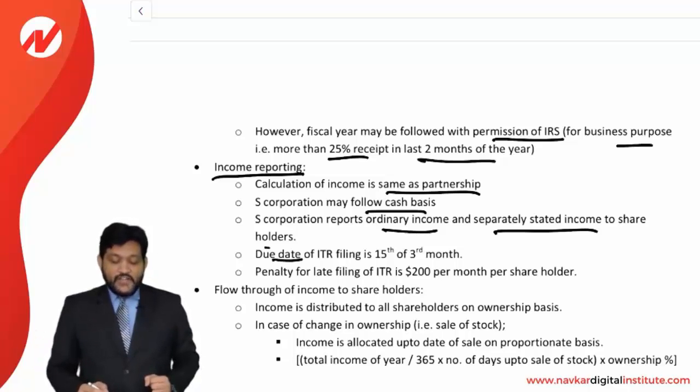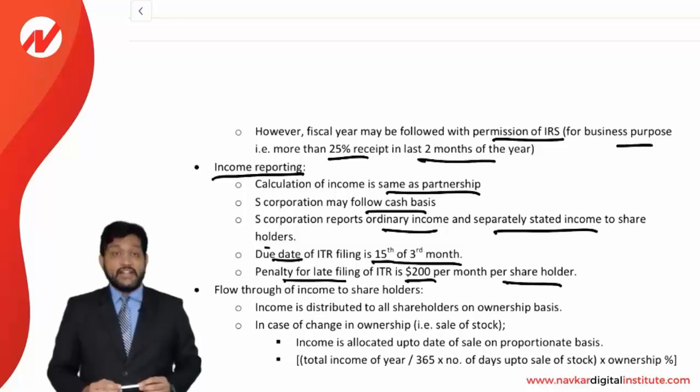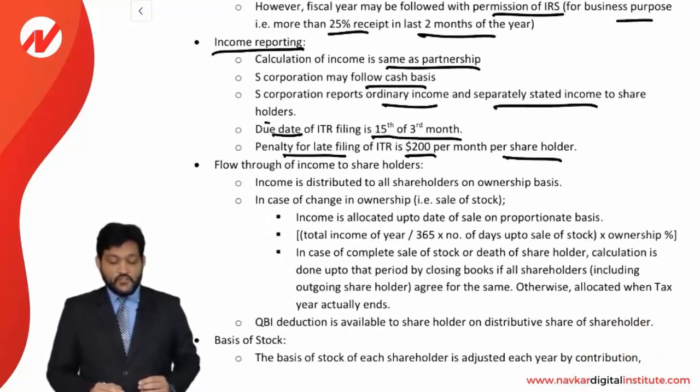The due date of ITR filing is the 15th of the third month. Let us say the year ended in January, then the third month will be March. Up to 15th March the return should be filed. The penalty for late filing of ITR is $200 per month per shareholder. If you are filing the ITR late, then you will be charged a fine of $200 per month per shareholder.